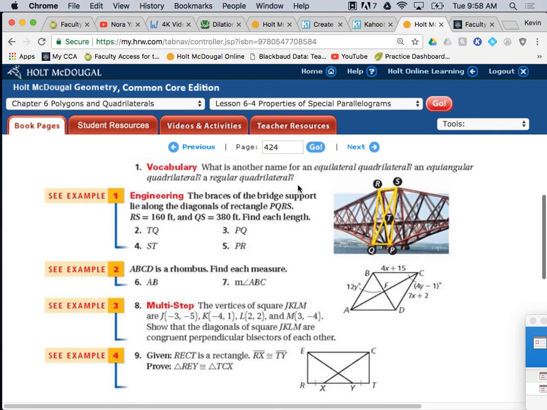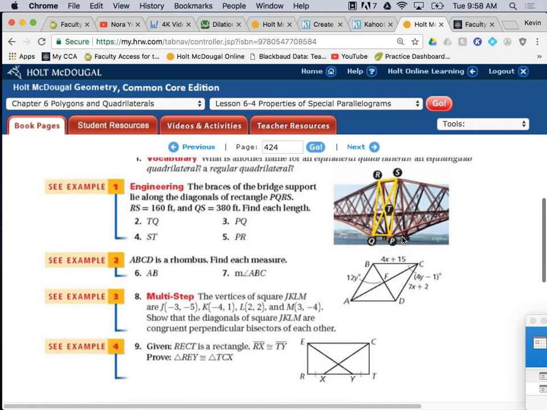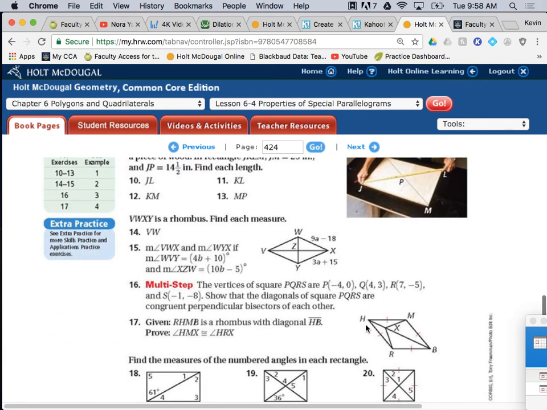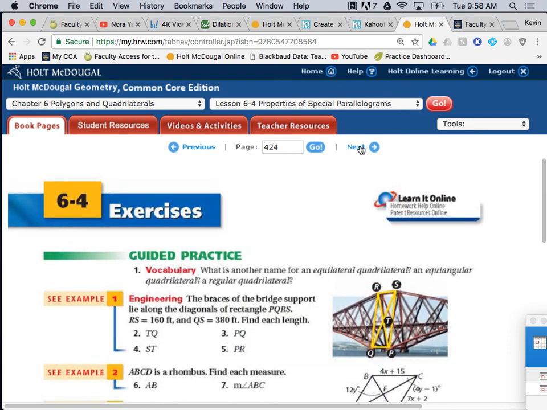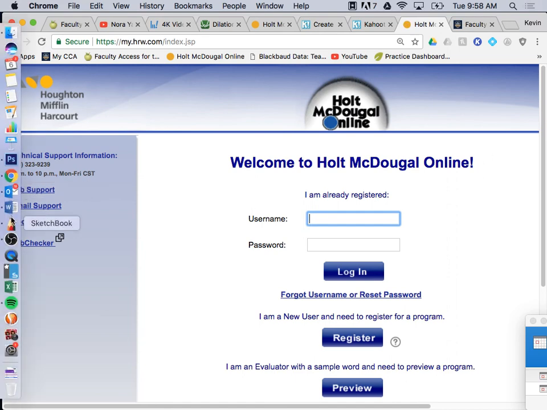Take a look at this. Have you seen this problem before? Yep. Have you seen this problem before? Yep. Okay. So you've done most of these problems already. So it's just going to be on this page, which is page 424. You're so kind, Mr. Rainier. Wait, what page was it? 424. Your homework is on page 424.